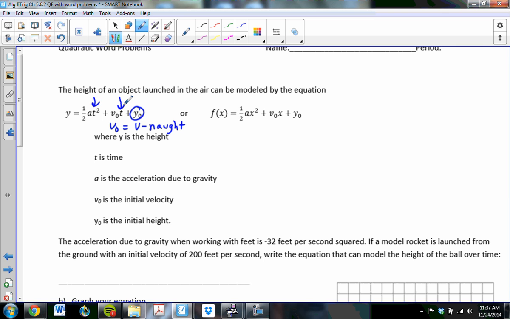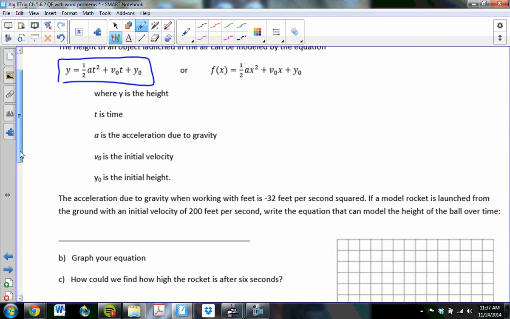You can use T's or X's, it doesn't really matter. And then A is the acceleration due to gravity. That means how fast gravity is pulling things down to the ground. And on Earth, it's going to be a constant rate, more or less, but it can change based on which planets you're on and how much gravity there is. But this general formula here is how we set up these equations.